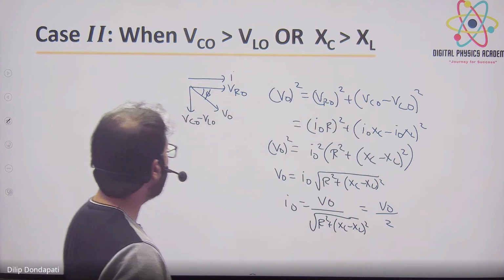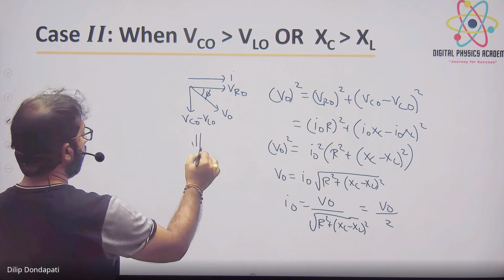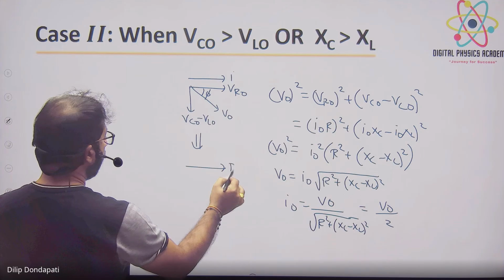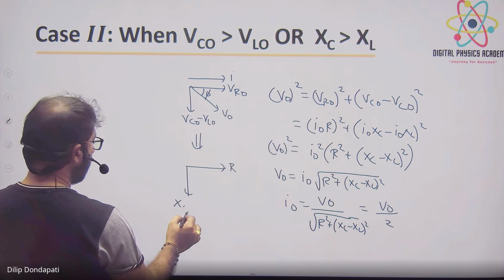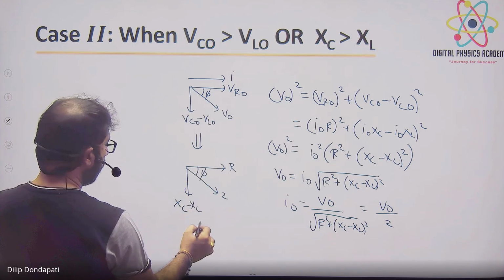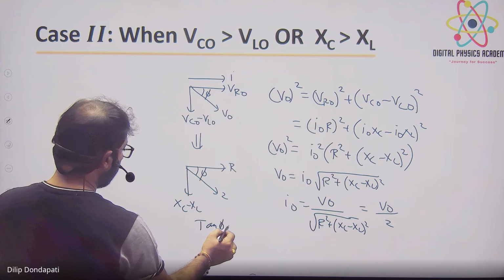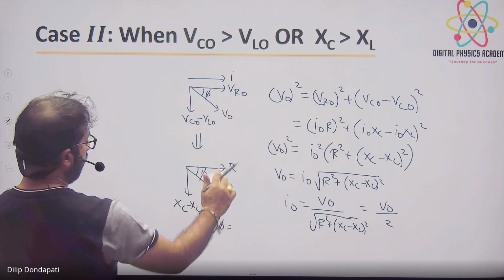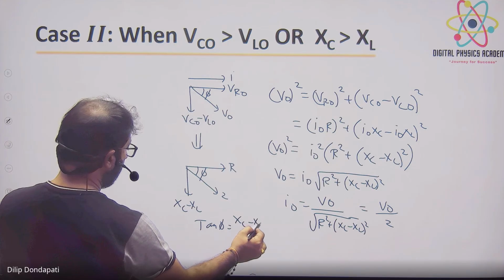And here also we can write impedance triangle. So this is R, this is XC minus XL, this is Z, this is phi. So from this, what is tan phi? Tan phi is equal to opposite by adjacent, XC minus XL by R.